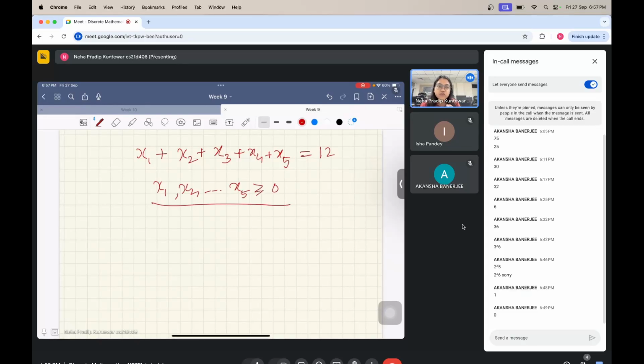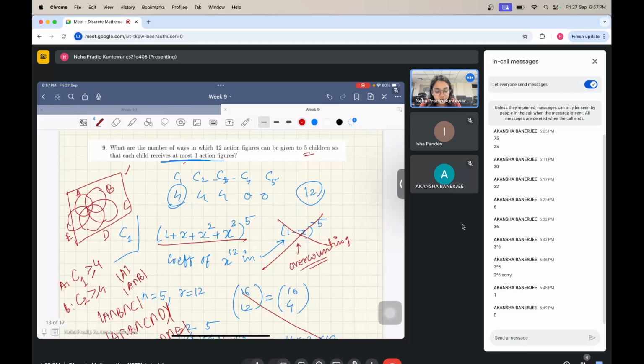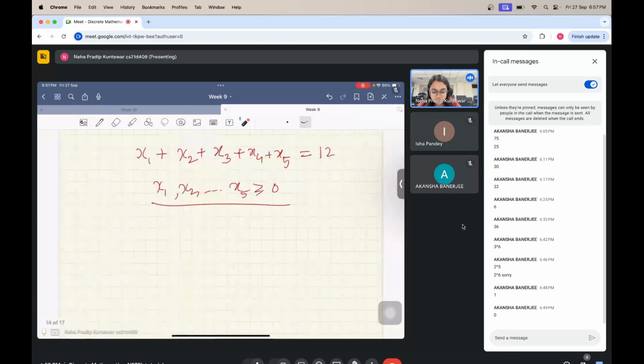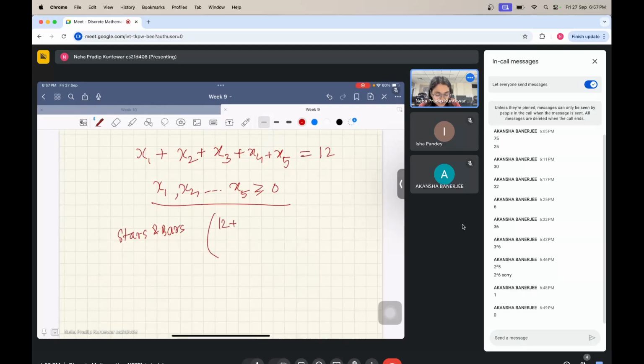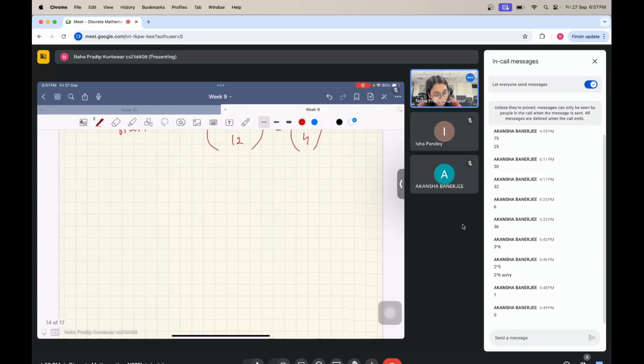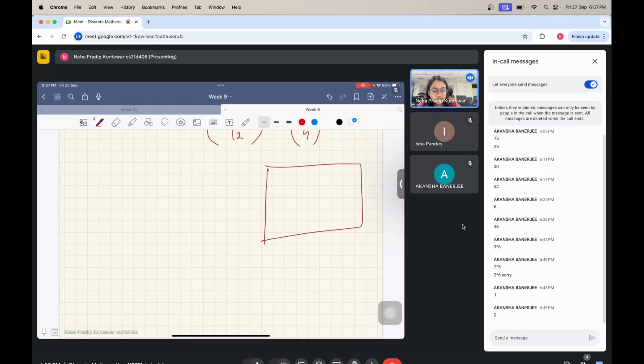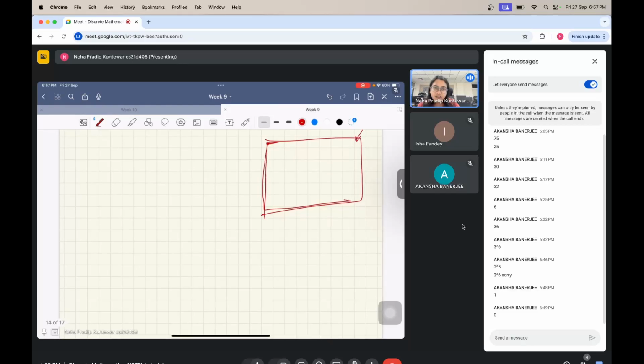This is when you do not impose any constraint. So at the moment I have not imposed any such constraint. I'm just calculating the total number of solutions for this, and this we just saw is by stars and bars counting. You know that this is nothing but 12 plus 5 minus 1, choose 12, which is 16 choose 4. That gives you the total number of elements in this rectangle.